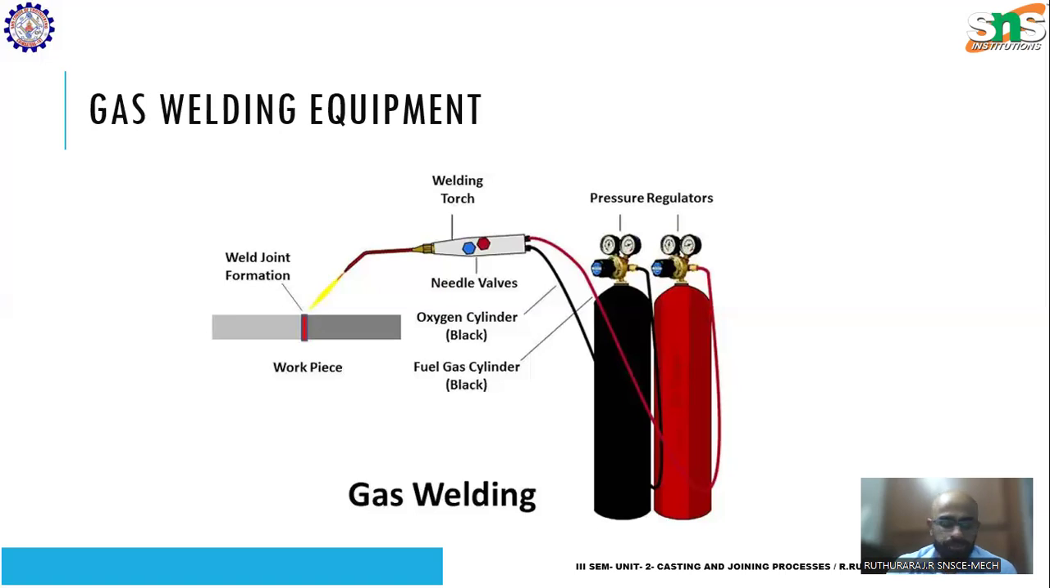So I'll just give you a quick recap of this session. We discussed the gas welding process. In the gas welding process, we are using oxygen as well as acetylene. And we discussed the purpose of the pressure regulator and the welding torch and what happens during the welding process.